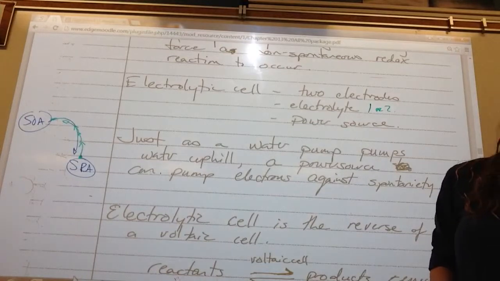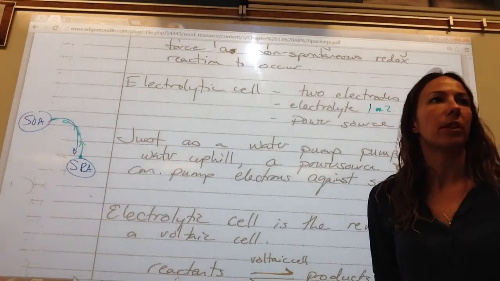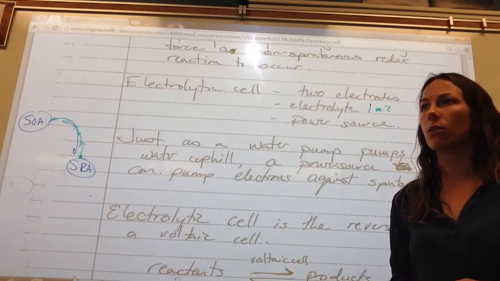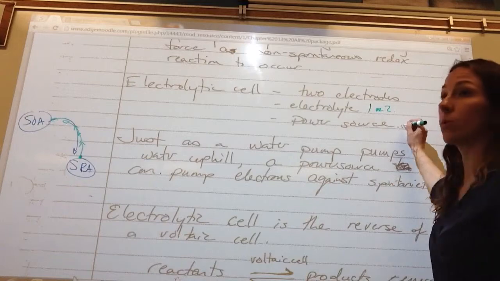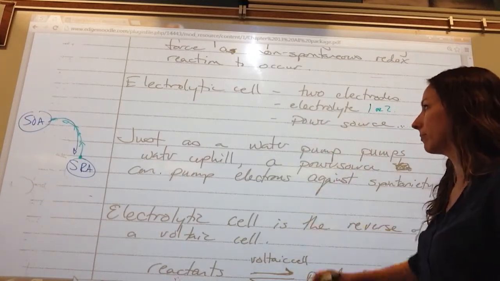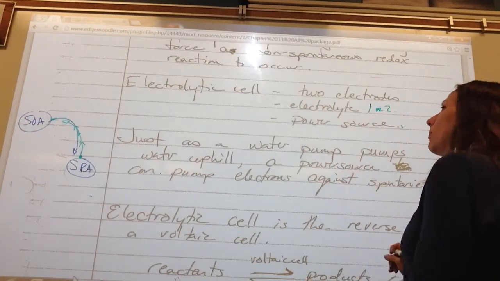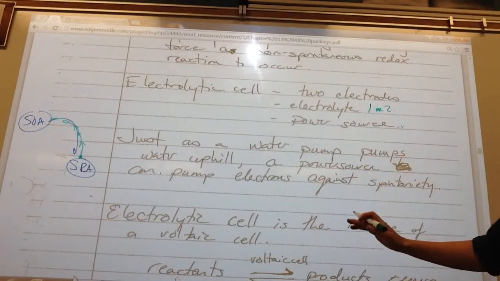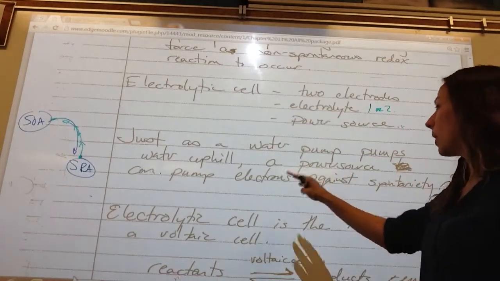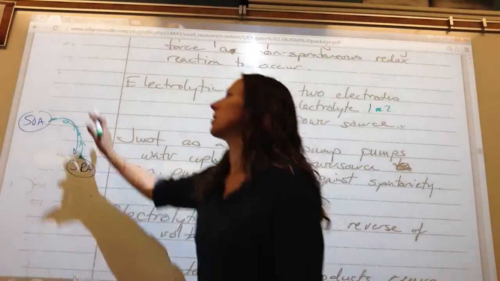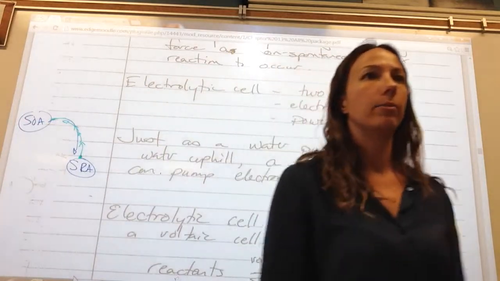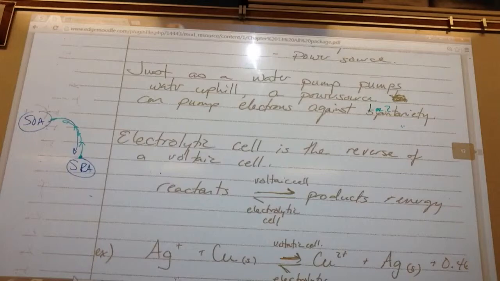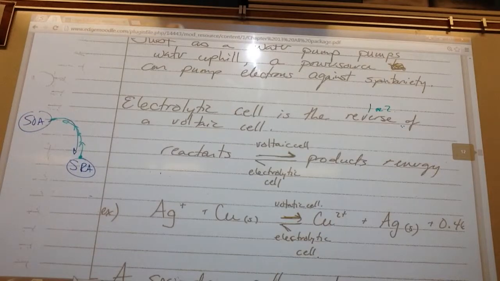Electrolytic cell needs a power source, like a battery or something, to make it go. Did I need a battery or anything to make the ones that you did in class go? No. So this is very different as well. Just as a water pump pumps the water uphill, a power source or a battery or a generator or whatever can pump electrons against the spontaneity and up that hill. Okay? An electrolytic cell is the reverse of a voltaic cell.